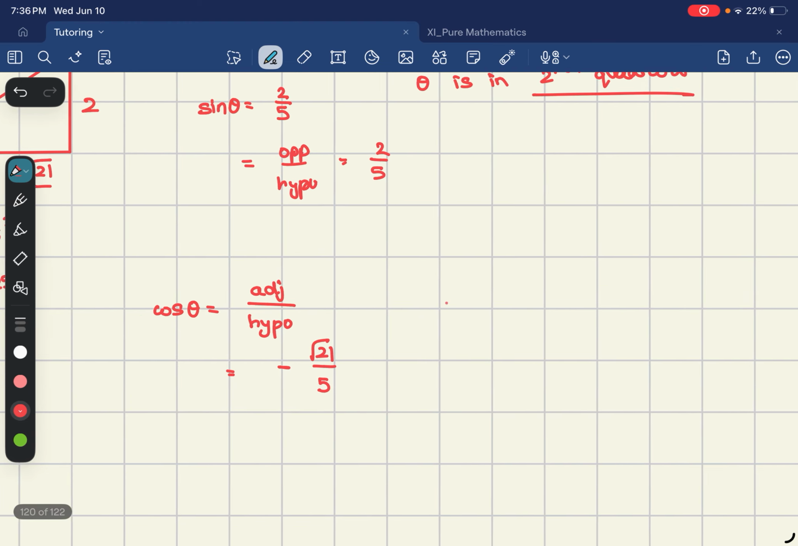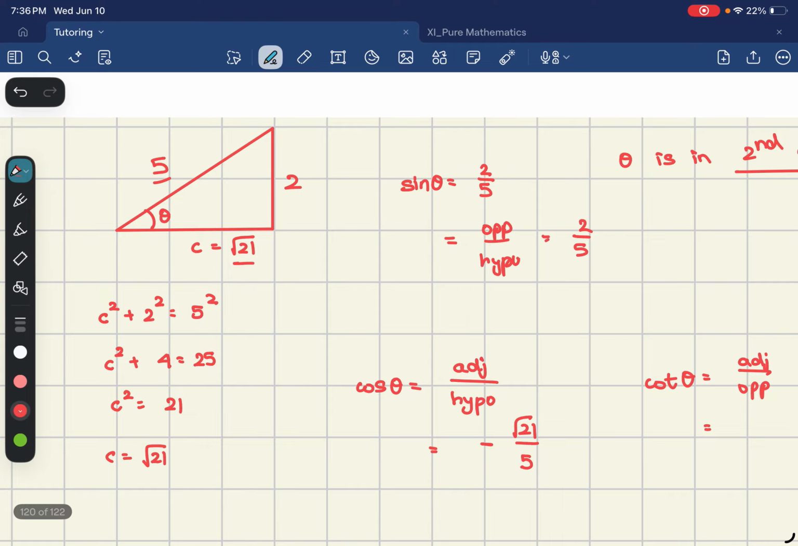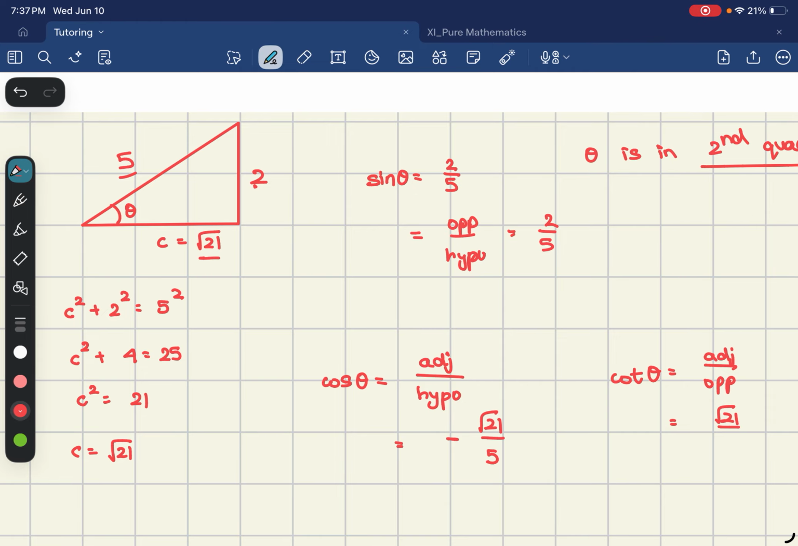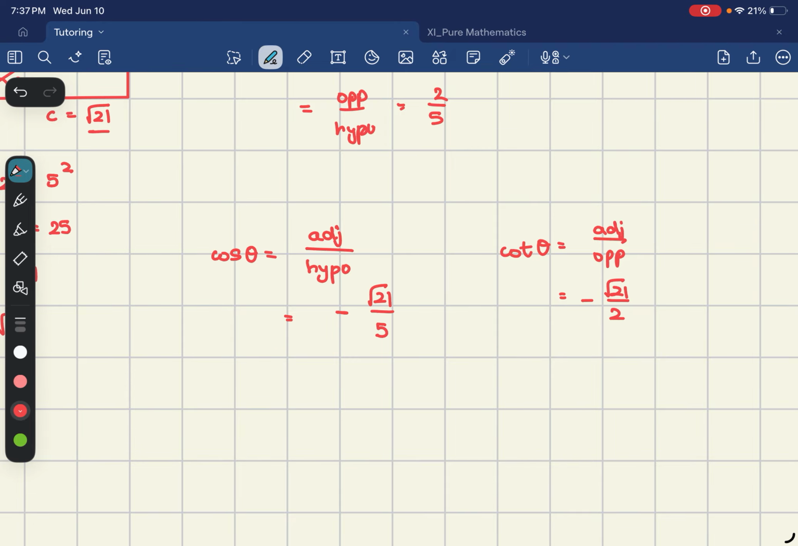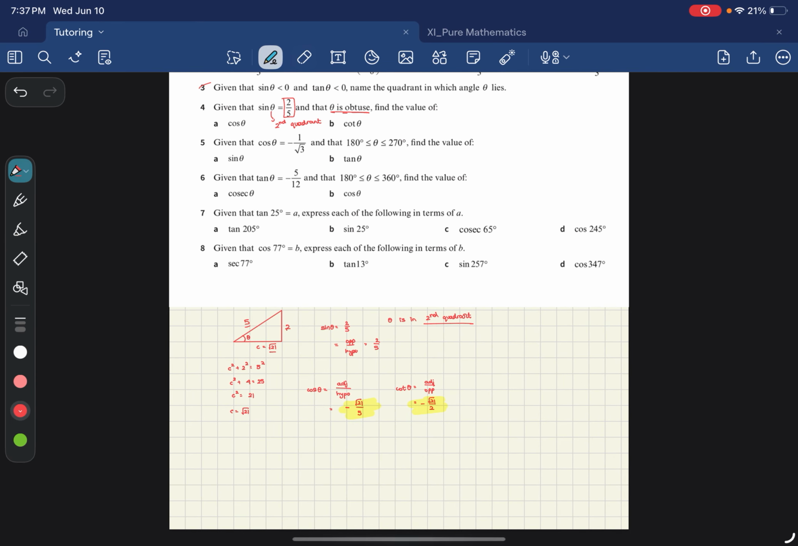All right. What is cot theta? Cot theta is adjacent over opposite, right? If you remember from the previous video, adjacent is square root of 21, opposite is 2. And cotangent is also negative in this quadrant. So negative square root of 21 over 2. That is your solution. So knowing the quadrant is very, very important for these questions. All right, question 5.